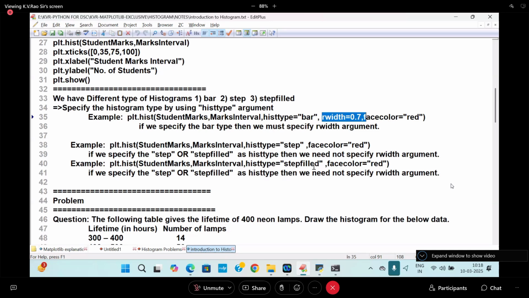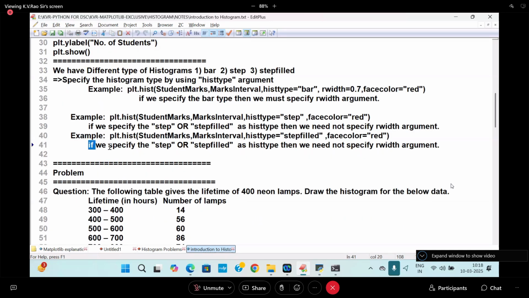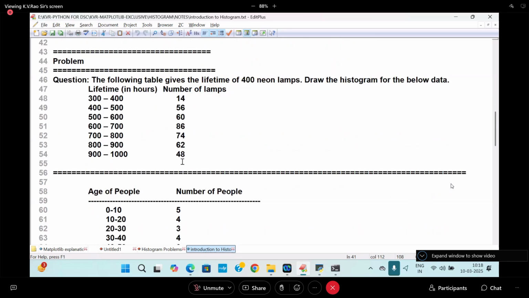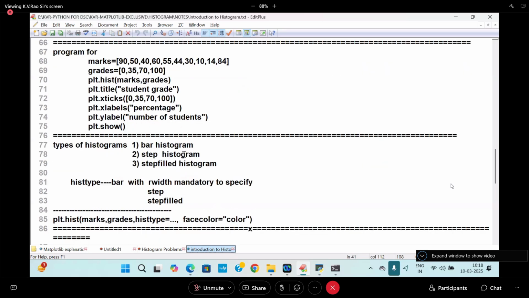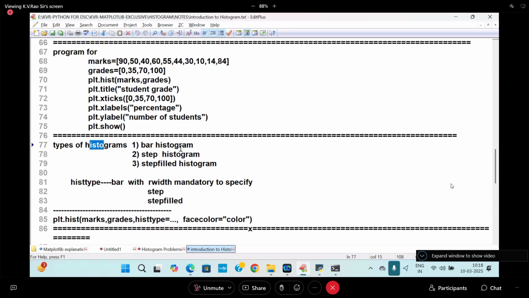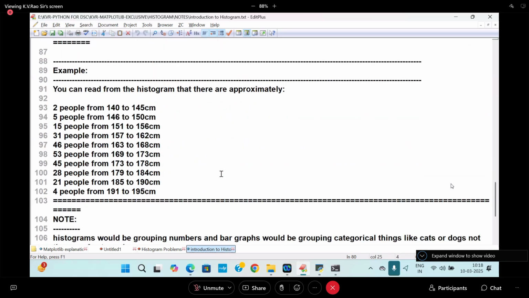So stepfilled also you have seen. If we specify step or stepfilled as histtype, then we need not specify the rwidth argument. The same thing applies here. I have written the code also for this, with histtype, diagrams, face color, and one more example you can see. You can read this histogram and experiment with it.